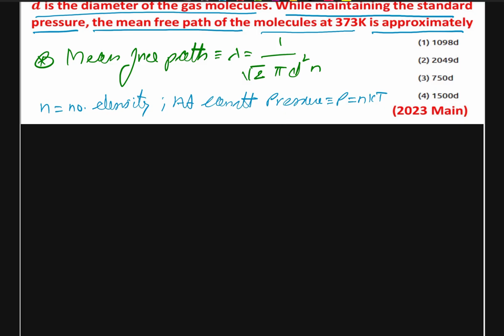Let me put it here. Therefore from this relationship, that is P is equal to n times kT, as pressure is constant, we can say n is inversely proportional to T, and our lambda is inversely proportional to n. So from here we can write lambda is inversely proportional to n, therefore we can say our lambda is directly proportional to T.